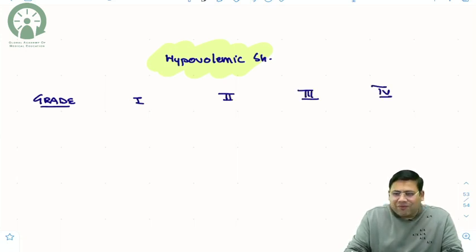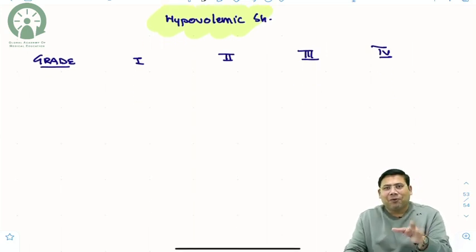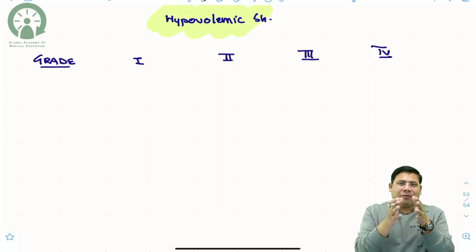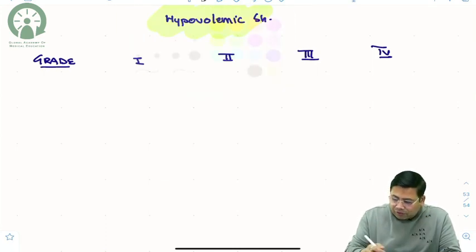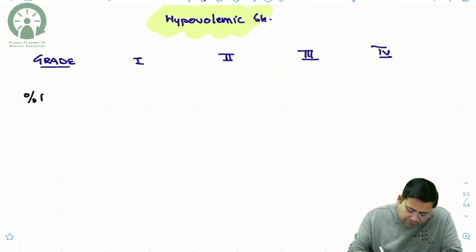It's very easy to say 1, 2, 3, 4, but the next question is, how are you grading? What are the threshold values based on which you are deciding? So the most important thing is the percentage blood loss.